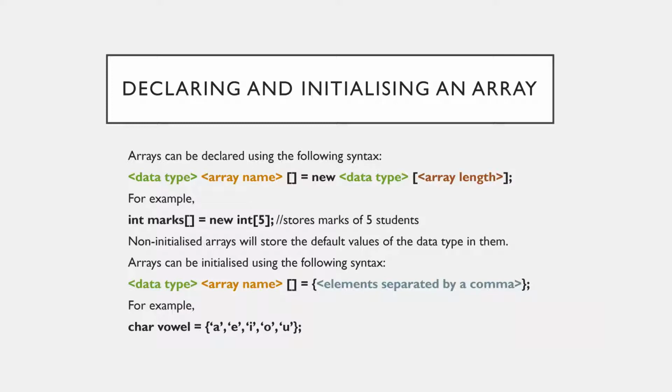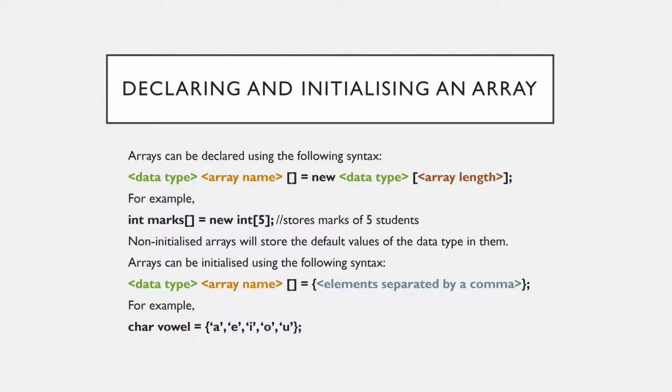Now we'll learn how to declare and initialize an array. So first we'll learn how to declare an array. You can see first we specified the data type of the array, then we specified a valid identifier, that is the array name, followed by empty square brackets, equals new. New is the keyword that reserves space in the memory to store the array. Followed by new is again the same data type which we specified earlier, followed by square brackets which have the array length inside them, terminated by a semicolon.